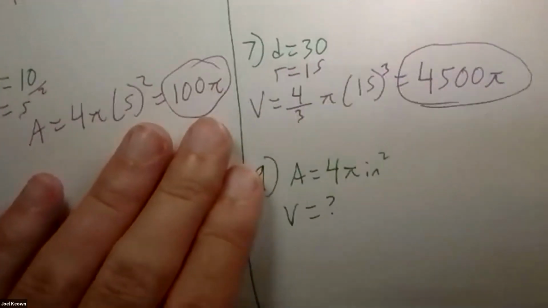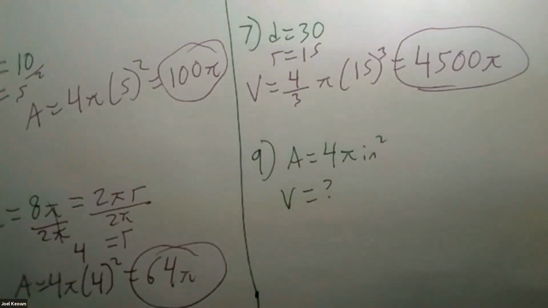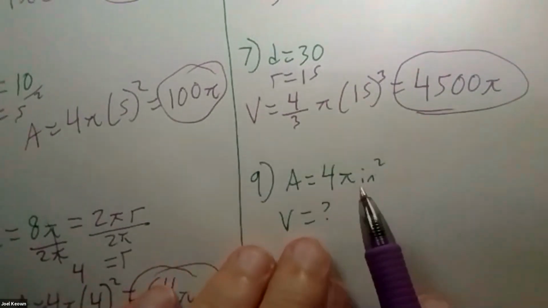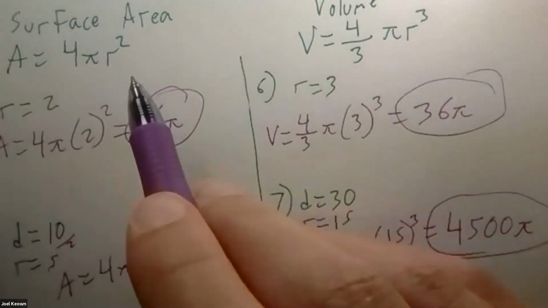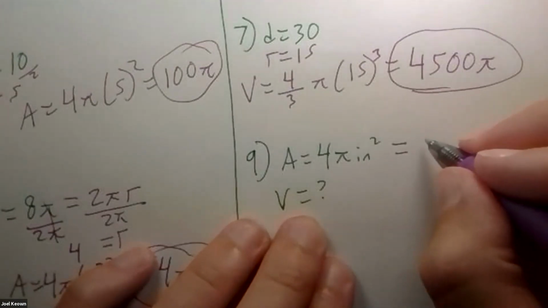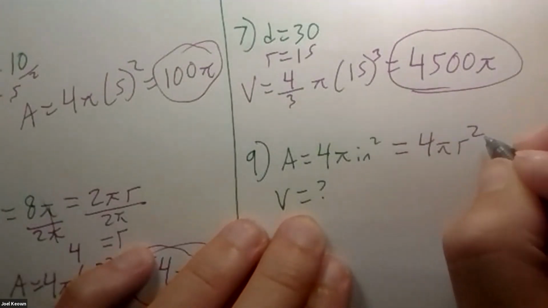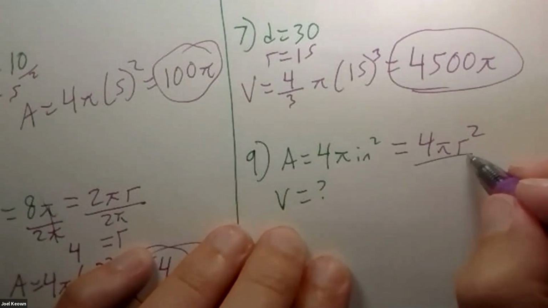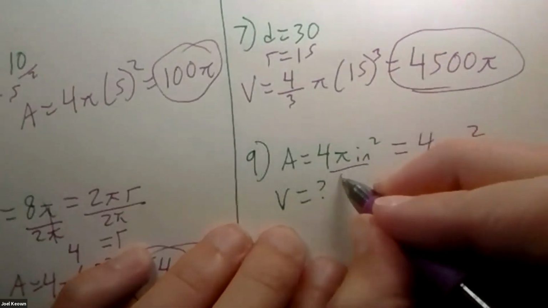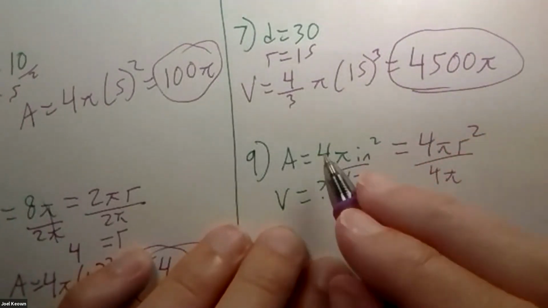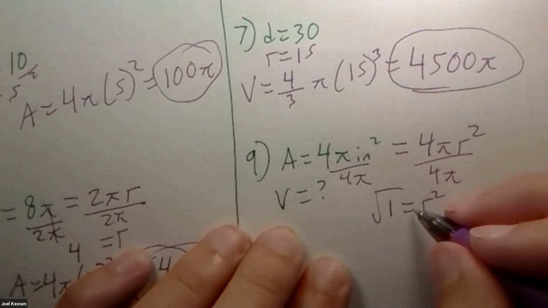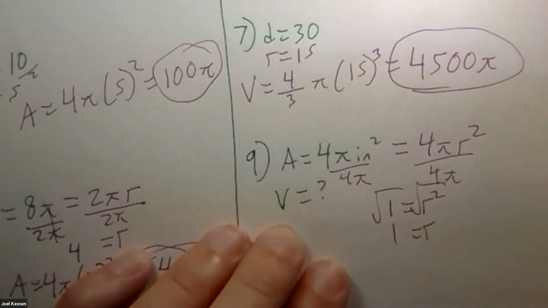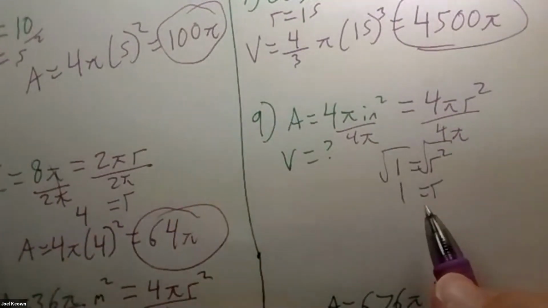All right. And it says, well, what if they give me the area? Okay, well, let's think about this. What is my area equation? My area equation is 4 pi r squared. So I'm going to say that equals 4 pi r squared. I'm going to divide both sides by 4 pi. Anything divided by itself is just 1, so I get 1 equals r squared. If I take the square root, I get r equals 1. So there we go. Now I know that my r is 1.